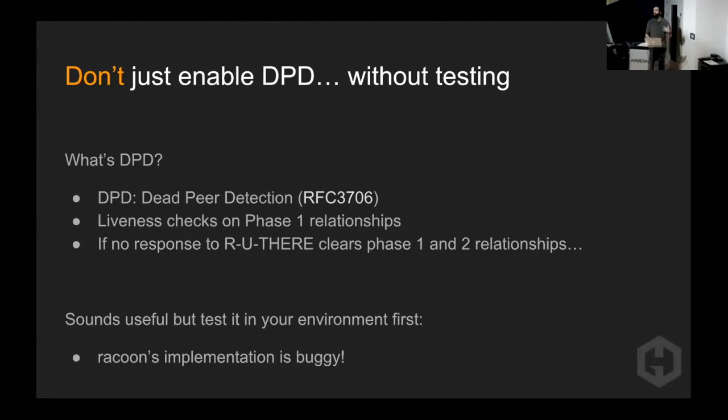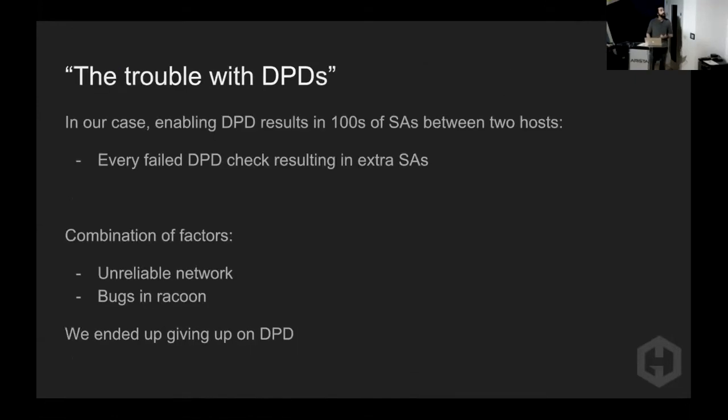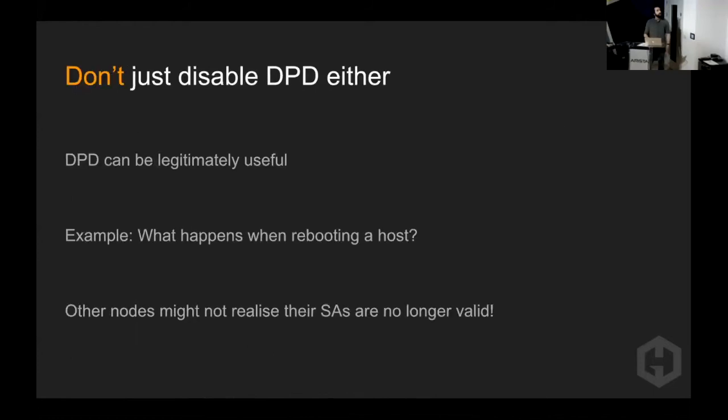Raccoon's implementation is terrible. In our case, what happened is it ended up generating hundreds and hundreds of associations between two hosts, which the kernel was very, very unhappy about. So we ended up saying, okay, we can't actually have dead peer detection. The problem is, you can't just not have it, because it's legitimately useful, right?